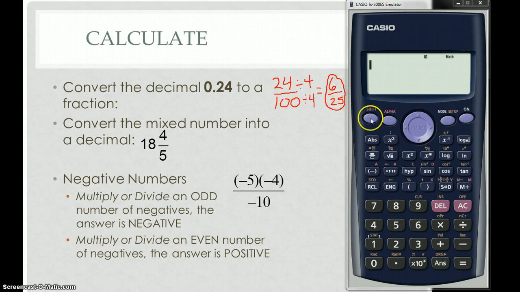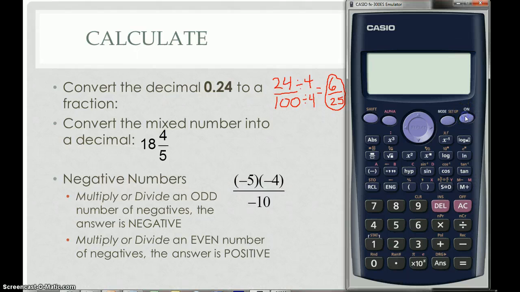To do it on your calculator, make sure your calculator is on, and you go in and you type in the decimal, 0.24, and hit equals. Now this calculator automatically puts your answers in fractions in lowest terms, so it tells you the answer. 0.24 is 6/25. To convert a mixed number into a decimal, we have to do something a little bit differently.